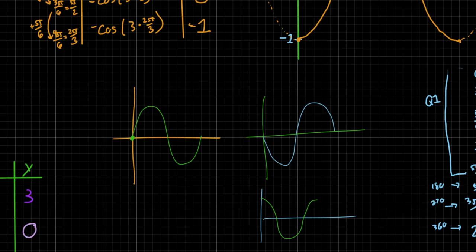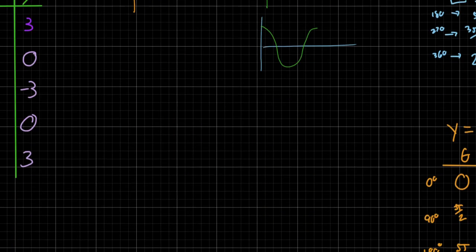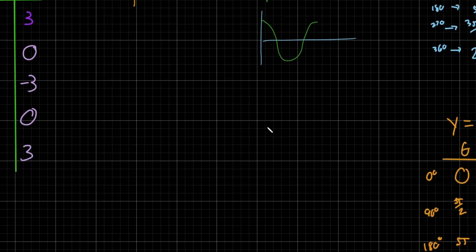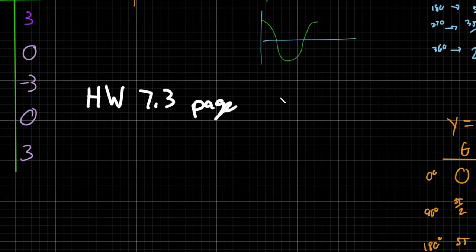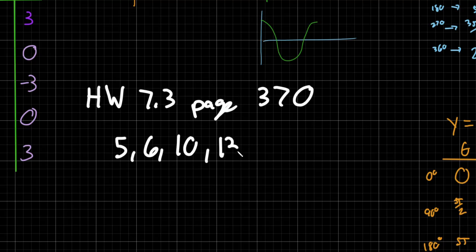Okay. Good job. Here's your homework. Well, we've been doing this for like 3 days. Yep. Homework. This is 7.3, page 370. We're going to do 5, 6, 10, 13 to 15, 17, 18.